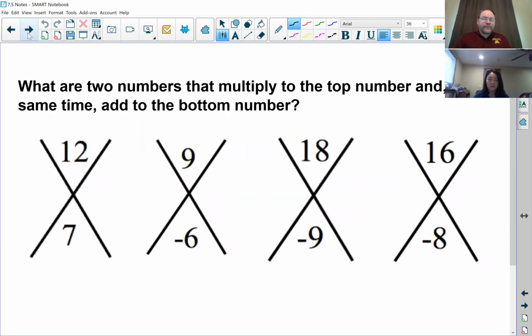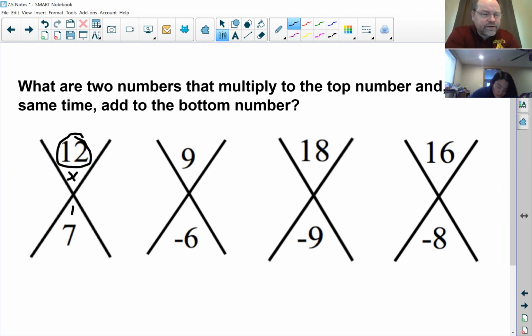Right. So one of the things that we did was find two numbers that multiply to the number on the top, so two numbers that multiply to 12 and add to this number on the bottom. You can either unmute yourself and shout it out, or you can put it in the chat. But what two numbers multiply to 12 and add to 7?